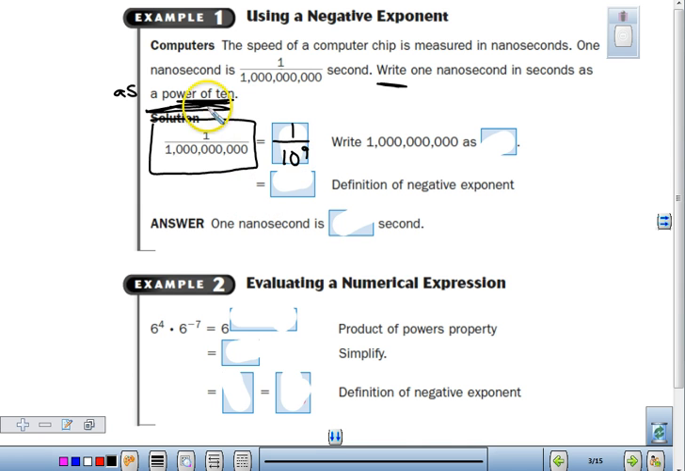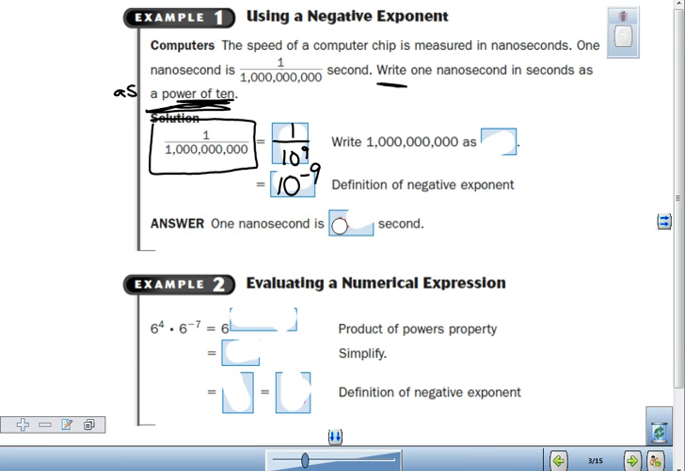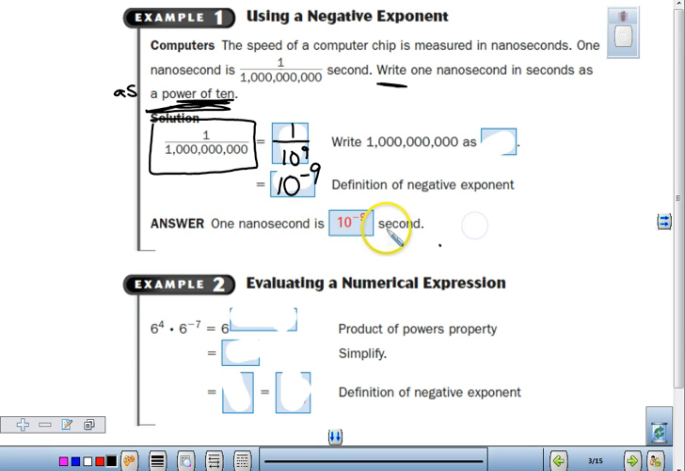But since I want it as a power of 10, and this is the 9th power, what I now have to do is move my denominator to the numerator, and my answer will be 10 to the negative 9. And all that's telling us is not that it's going to be a negative number, but that it's the reciprocal of that. So it says 1 nanosecond is actually going to be 10 to the negative 9 seconds.